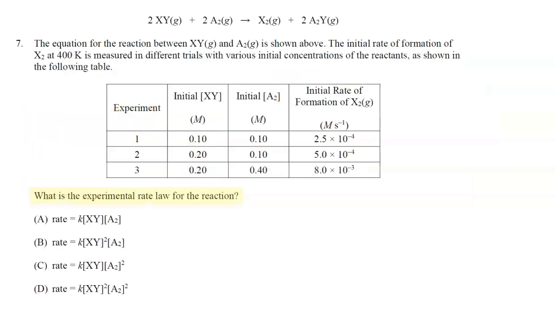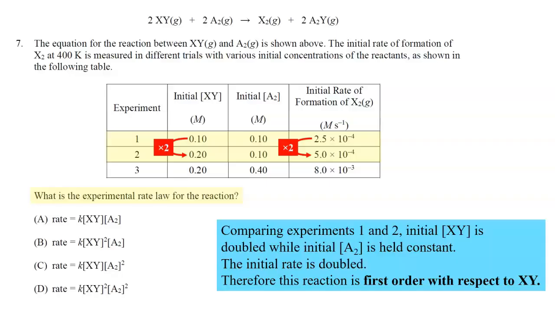I'll start with the substance XY, and I'm going to compare experiments 1 and 2. When I compare experiments 1 and 2, I see that the initial concentration of XY has been doubled, while the initial concentration of A2 remains constant. As a result of this change, the initial rate of formation of X2 is also doubled. So comparing experiments 1 and 2, initial concentration of XY is doubled, while initial concentration of A2 is held constant. The initial rate is doubled. Therefore, this reaction is first order with respect to XY.